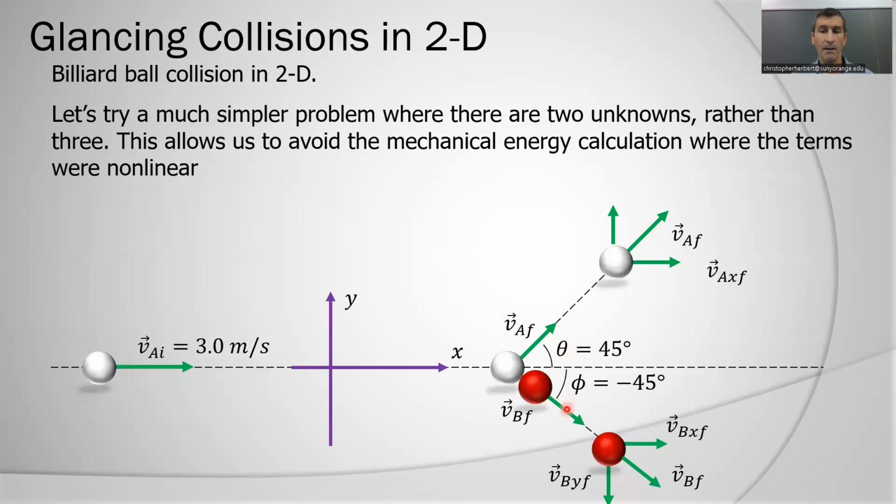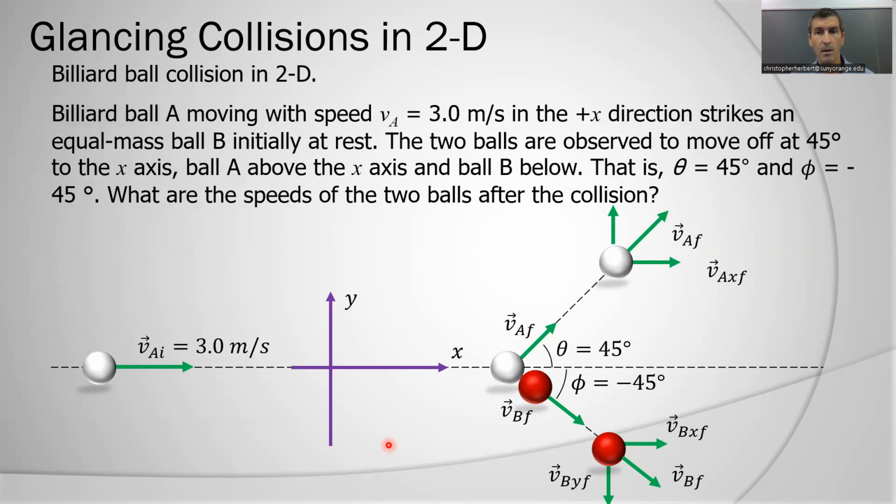The red will go down at negative 45 degrees. And we want to know what the final velocity here is and what the final velocity here is. And you can see what we've done here. We've essentially set this up so that we have two unknowns, so we only need to apply two equations here. You can actually solve this without using conservation of energy, although you'll see in a second what I do here.